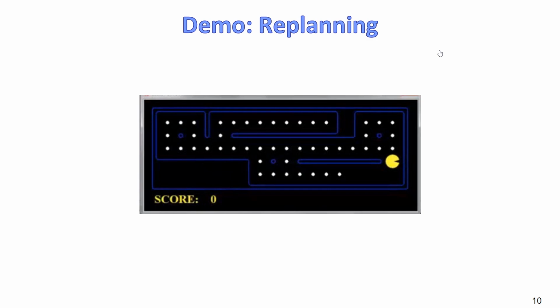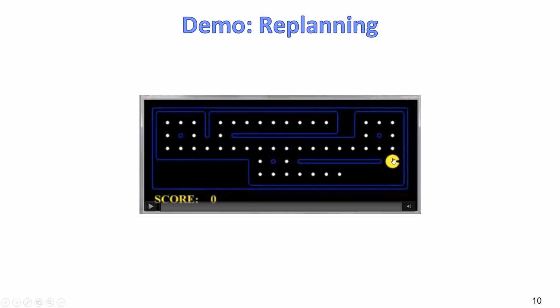Now let's think about replanning. Let's talk about replanning. So the replanning agent here doesn't plan ahead for the entire solution. It formulates a goal with every step, and the goal here is to reach or eat the nearest dot. So in every step, it formulates a new goal, which is eating the nearest dot, and executes it. So in the beginning, let's say that we are here. So this is the nearest dot.